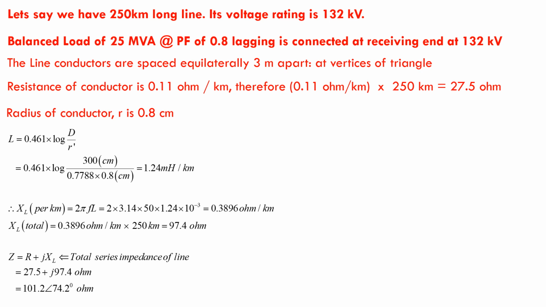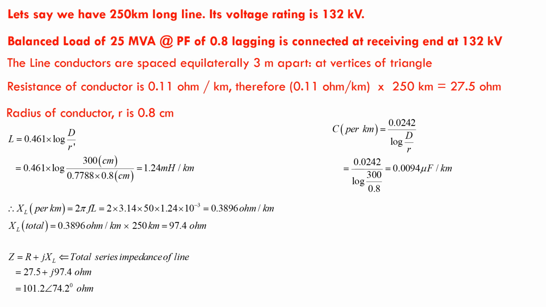This is the series impedance of the medium transmission line. From that, one parameter, the series parameter, you have already calculated. The second parameter is the capacitance. Capacitance per kilometer equation is 0.0242 divided by log D upon R.